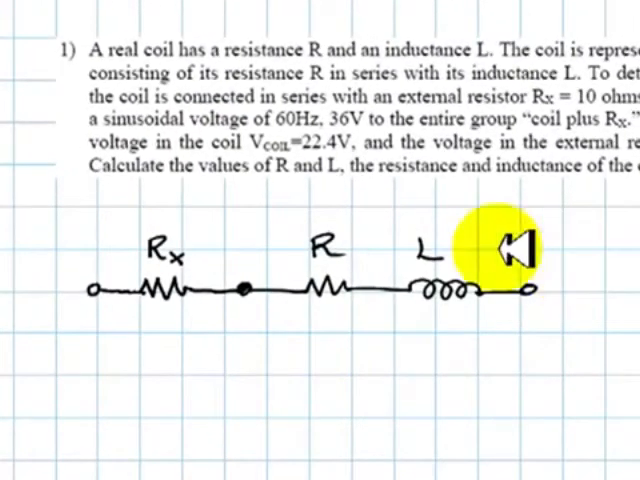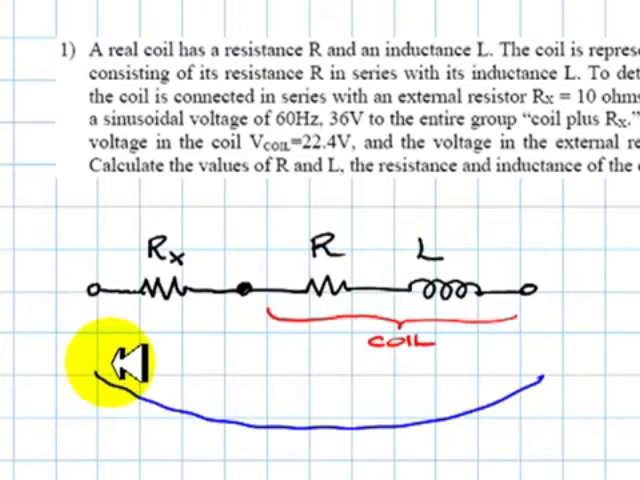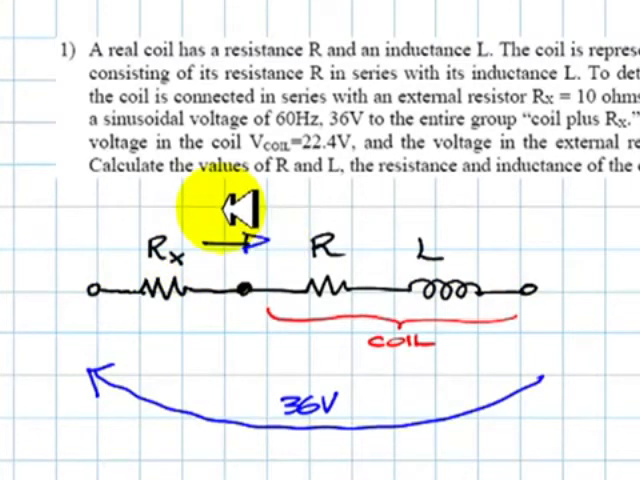So this is the situation. An external resistor Rx of 10 ohms in series with the coil that is represented by its resistance R and its inductance L in series. We apply an external voltage between these 2 points, right? This voltage of 36 volts. When we do that, there's going to be a current flowing through that branch. That current is unspecified. I'm going to call that current I.